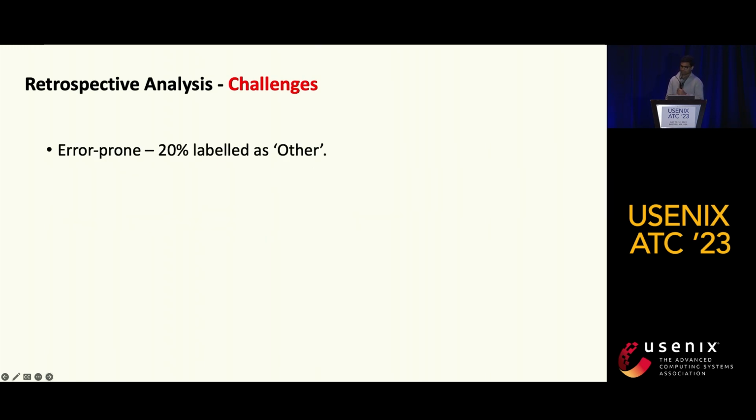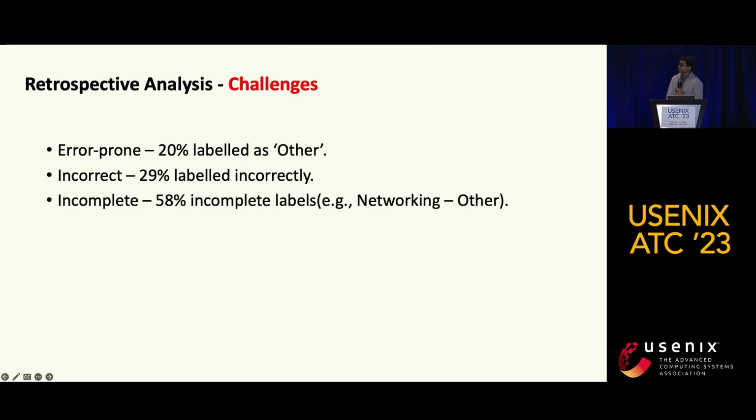And from a sample of 1.7 million postmortems, we found that manual labeling is often erroneous, where 20% of these postmortems are labeled as others, which is not even a root cause. And we found that this is incorrect. Over 29% of these labels are incorrectly assigned to postmortem reports. This is based on a manual analysis of over 1,000 postmortems. And we found that this is also incomplete because about 58% of these postmortems are labeled as others in some other high-level category.